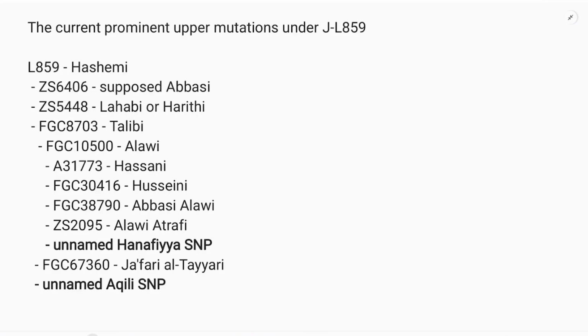So the first SNP we should analyze is JZ6406. This is identified by Dr. Hadi al-Amani to most likely be the mutation of Abbas ibn Abdul Muttalib, through his son Abdullah. Below the haplogroup are many people actually claiming descent from different backgrounds, so not necessarily Abbas himself, but after further analysis we will find that Abbas ibn Abdul Muttalib is the most likely man for this haplogroup to belong to.